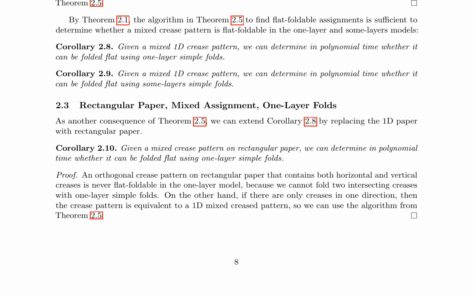They also extend these results to rectangular paper with mixed crease patterns in corollary 2.10, where an orthogonal crease pattern containing both horizontal and vertical creases is never flat foldable in the one-layer model. But a pattern with creases in only one direction is equivalent to a 1D mixed crease pattern and can be analyzed using the same algorithm.